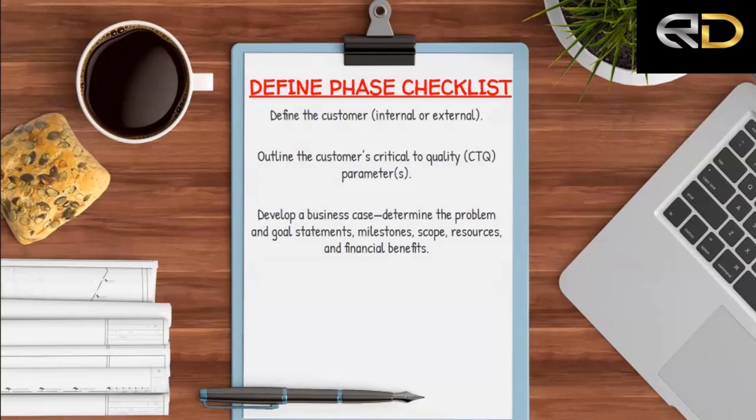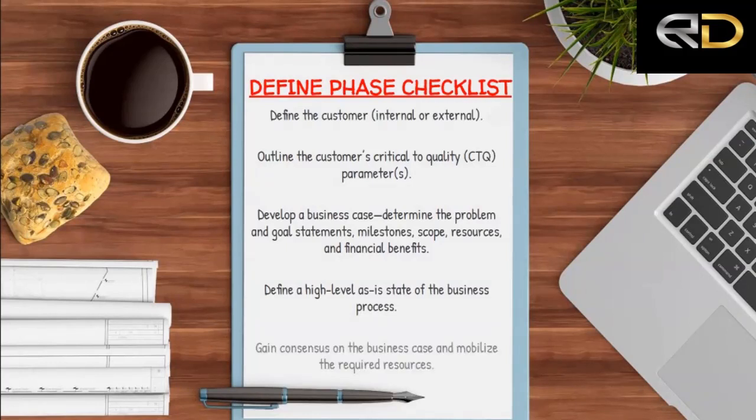This is a checklist that I'm giving you, like, okay, how can I get started from this point? What do I need to do in the define phase first? And then you also have to define the high level as-is state of the business process. And that is when you use the SLPC chart. As you saw, I used an SLPC chart starting from the customer and then coming back onwards so that you outline the areas of risk. And then you gain consensus by submitting your business case so that you can mobilize the required resources.